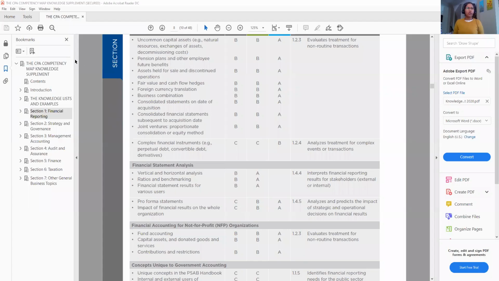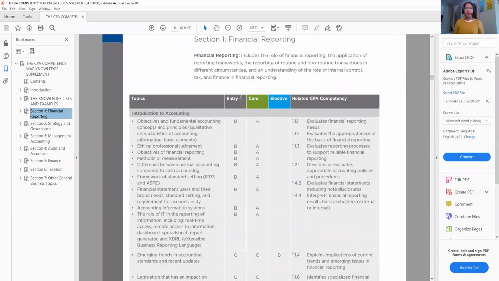Okay. So here is the competency map 2020. You can download this from the CPA website. It is available there. So you will see that there are different sections here as per the subjects. So let's go one by one.